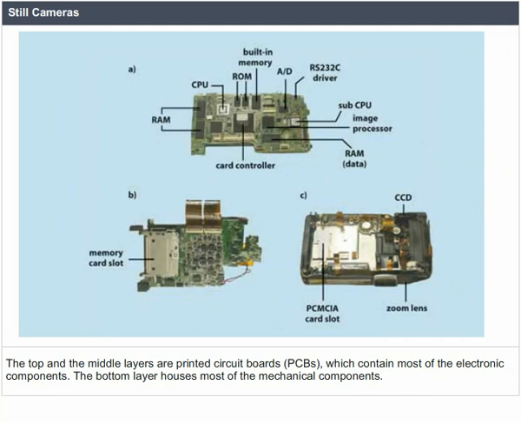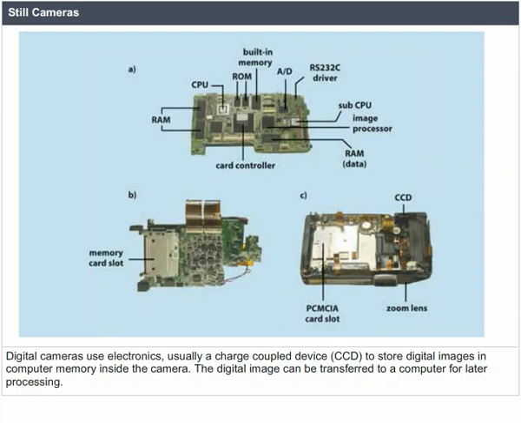The bottom layer houses most of the mechanical components. Digital cameras use electronics, usually a charge-coupled device, CCD, to store digital images in computer memory inside the camera. The digital image can be transferred to a computer for later processing.